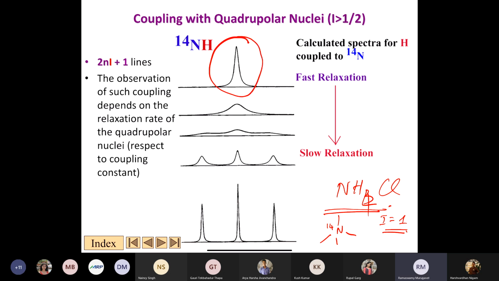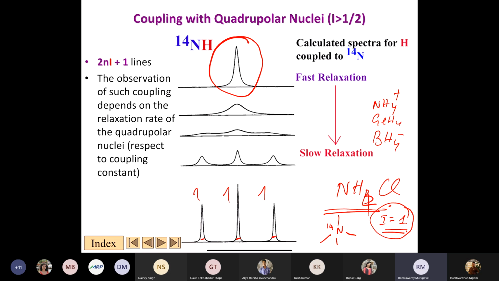However, you can cool the solution, do some tricks, and then resolve this peak. So it's equal to 1:1:1. It may not look like 1:1:1. These are slightly broader compared to this. So it's roughly 1:1:1 because I is equal to 1 couples with 4 protons, giving rise to this beautiful 3-line spectrum. So this is ammonium plus, germanium 4 neutral, BH4 negative.